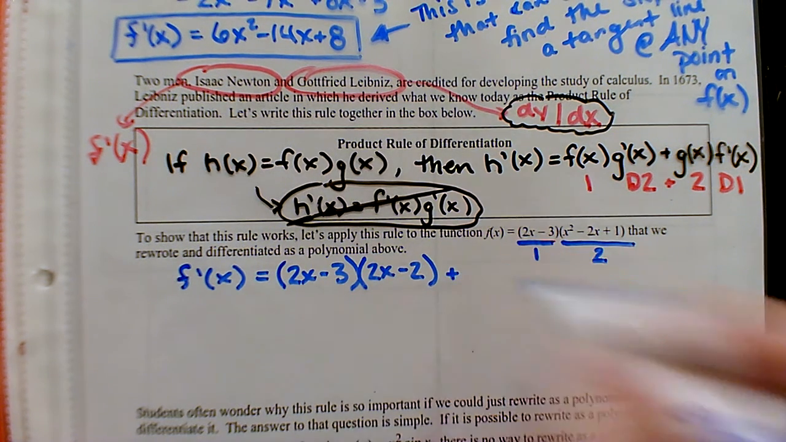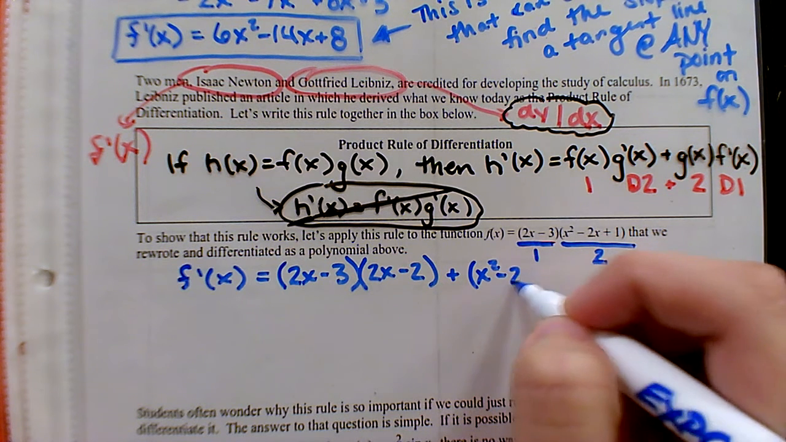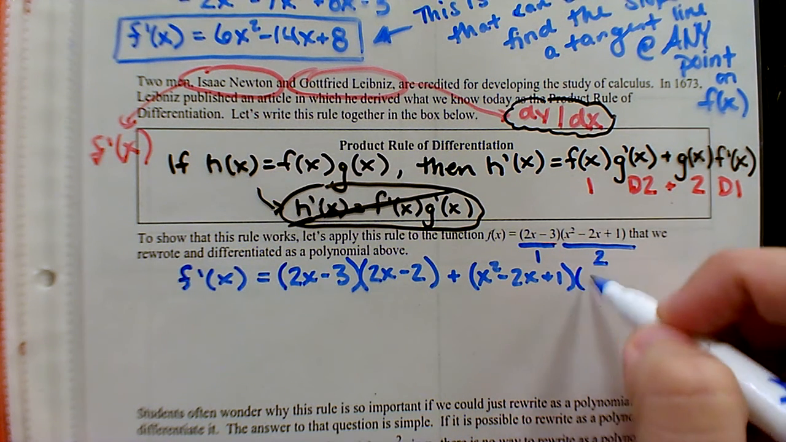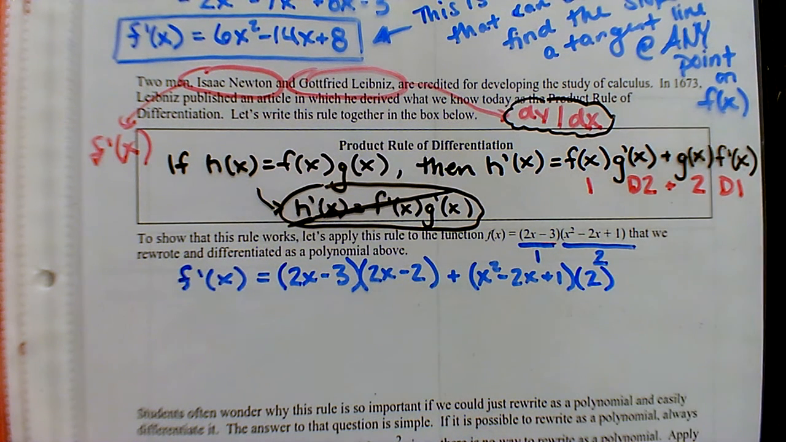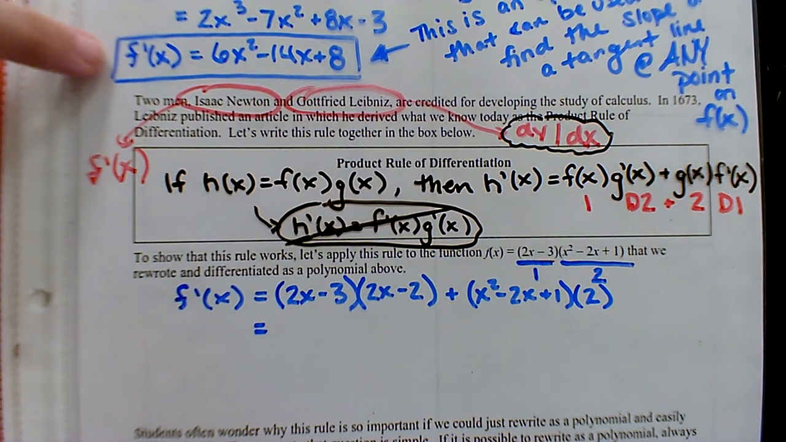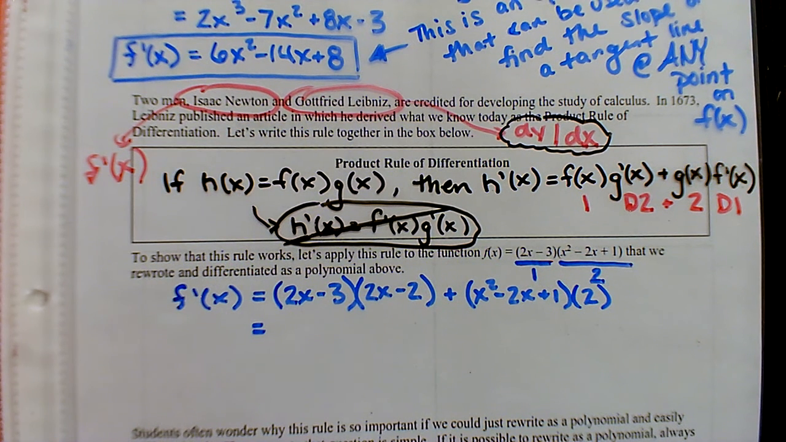So that's 1d2. And now we're going to add 2, the second piece, times d1, the derivative of the first, which is just 2, right? So that's the initial product rule, 1d2 plus 2d1. Let's simplify it, get rid of some parentheses, to see if it matches the same derivative that we know it should be from the top.